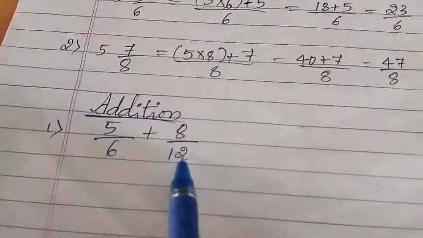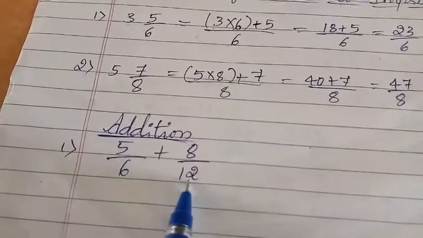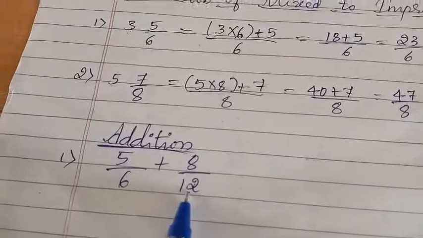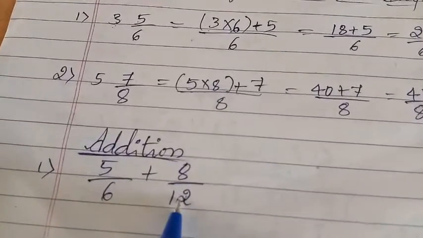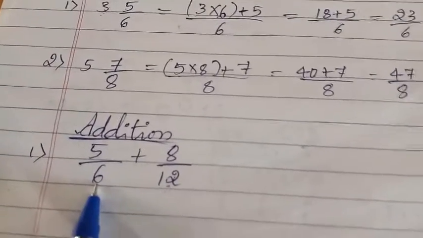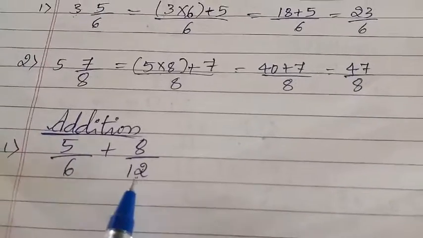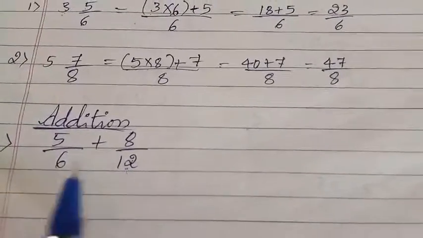So the LCM of 6 and 12. Here 6 is there, 12 is there. 6 2s are 12, isn't it? 6 2s are 12. That means the LCM is 12, the HCF is 6. That is, the common factor here is 6, the largest number. So 12 is the LCM, 6 is the HCF.